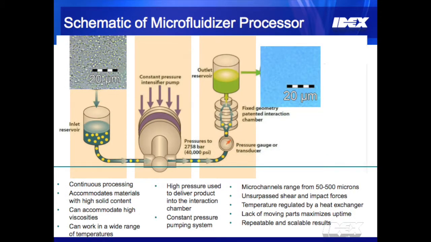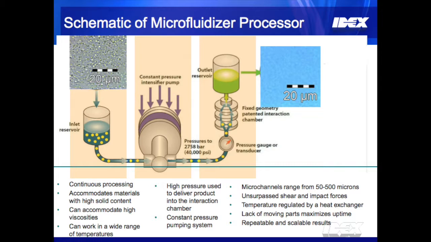This is the basic schematic of a microfluidizer processor. Essentially, there's an inlet reservoir which enables a continuous process of emulsions or suspensions. It can accommodate materials with high solid loading, high viscosities, and very high temperature ranges. One of the key characteristics of the microfluidizer is the constant pressure intensifier pump. That's pretty important because it delivers all of your material at a very uniform processing condition to the interaction chamber.